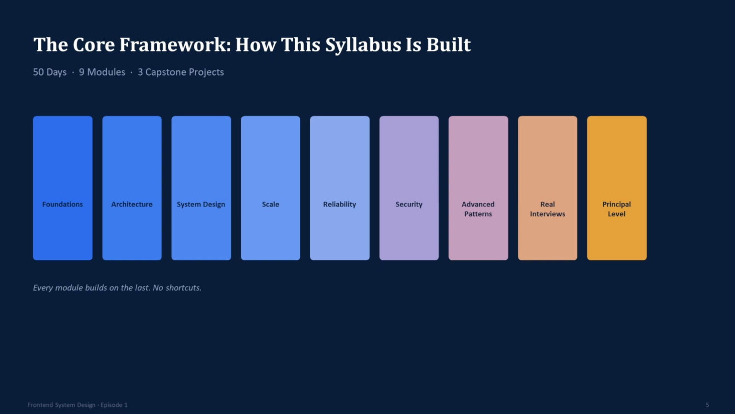So what is the core framework for front-end system design? I have built this syllabus based on these foundations. The concepts we are going to explore: first the foundation, making sure you have each and every foundation for front-end system design. Then how to architect, how to do the system design, how to think about scaling your application, how to build reliability. We will see the security factor, then some advanced patterns, real interview questions, and the principles that we must follow.